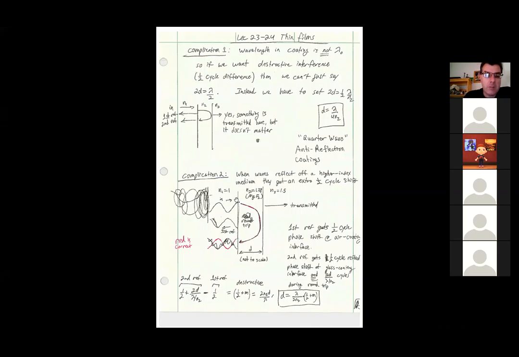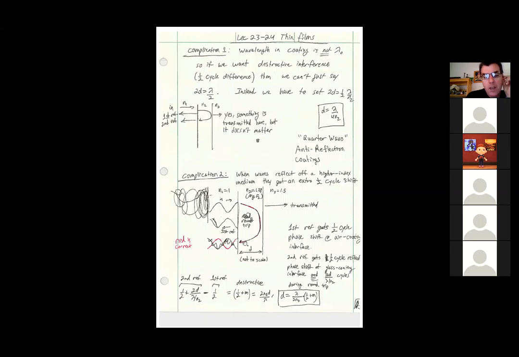And if the round trip comes out at its peak, well, let's think about this a little bit. The round trip wave, does it get flipped upside down when it reflects here? Any guesses? Yeah, because here it's reflecting off of a higher index medium. It's in a medium with 1.38 index. It's reflecting off of a medium with 1.5 index. So it's going to get flipped. So that's a half cycle. You could think of a flip as a half cycle.